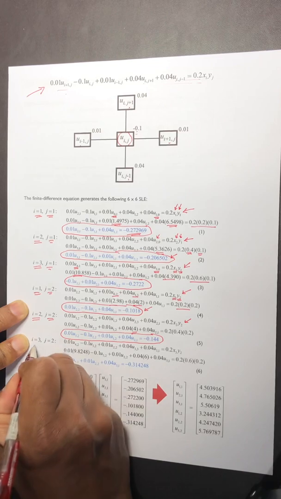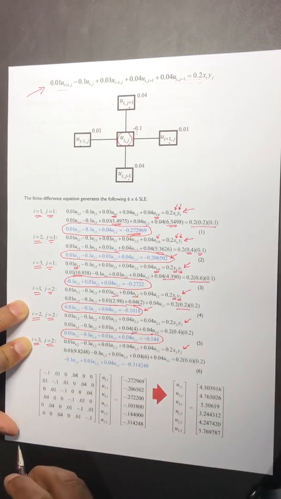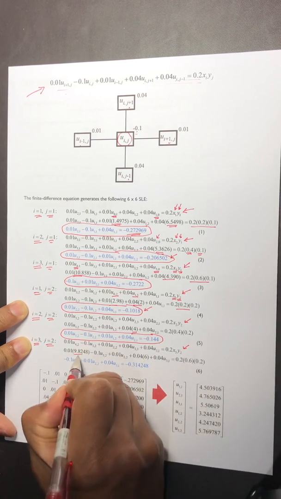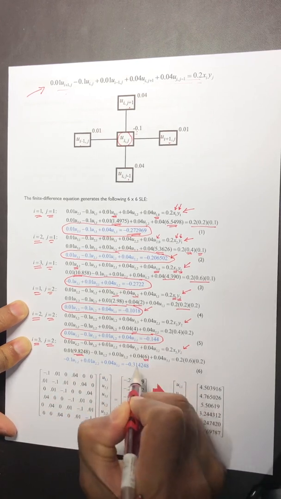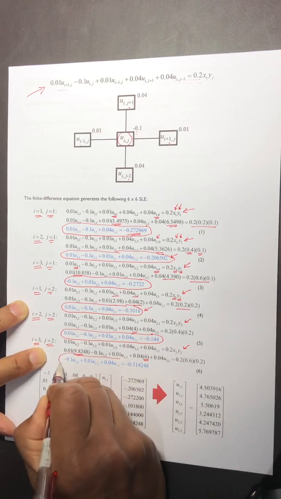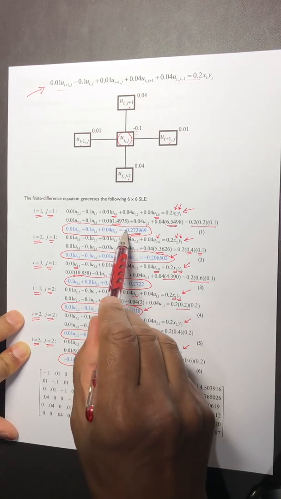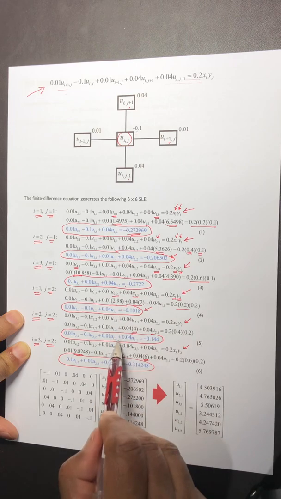And finally, I equal 3, j equal 2. We get this. And what do we know? We know this value, and move them to the right hand side. So we get equation number 6. So equation number 1, 2, 3, 4, 5, 6.